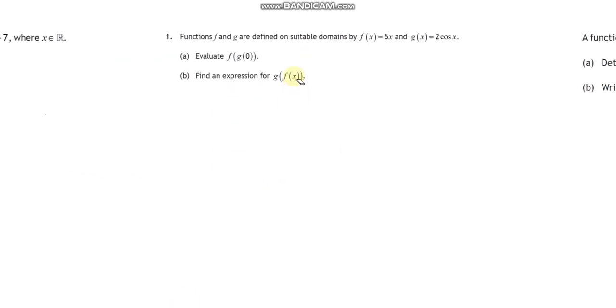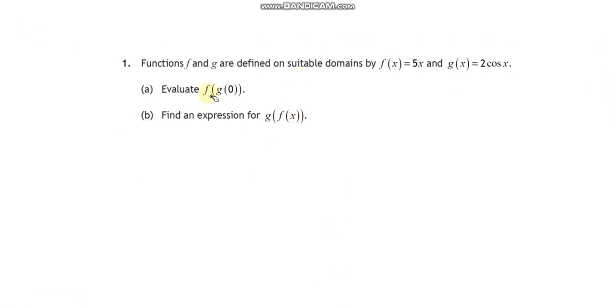The only thing that can make it a wee bit trickier is if they're asking you to put functions into other functions. So here the first one, evaluate fg of 0. So all that means is work out what g of 0 is and put that into f. And so the first thing I do is say, okay, well g of 0 is the same as 2 cos of 0, because that's g of x. If I wanted to write down g of z, I would say, well, that's 2 cos z. If I want to do g of 4, that's going to be 2 cos 4.